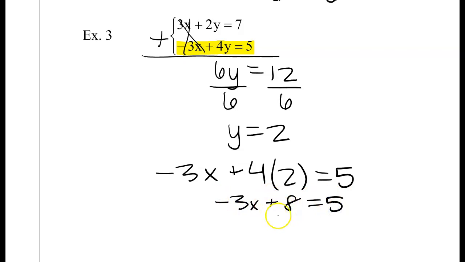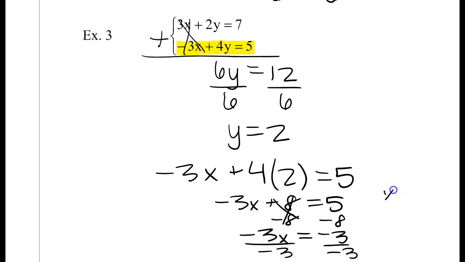Let's keep going. Subtract 8 from both sides. You get negative 3x equals 5 minus 8, which is negative 3. The 8's on this side would have canceled out. Divide both sides by negative 3, and I'm left with x equals positive 1. So my final answer, written as an ordered pair, is 1, 2.